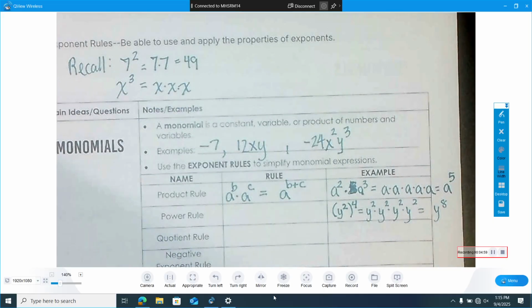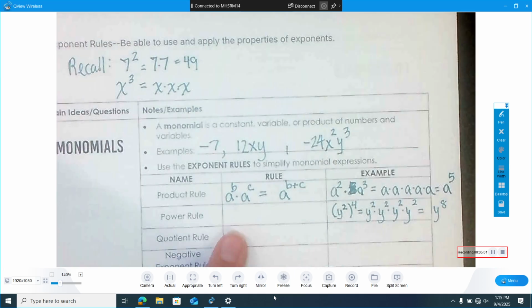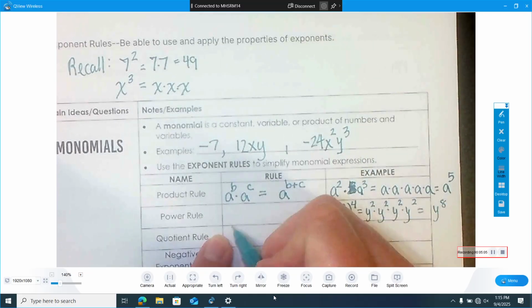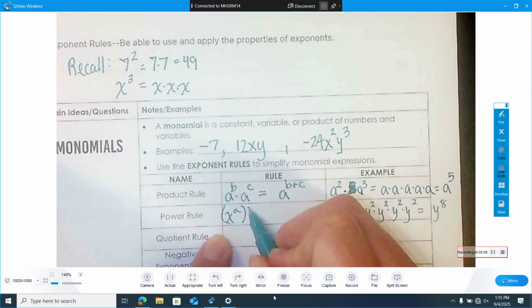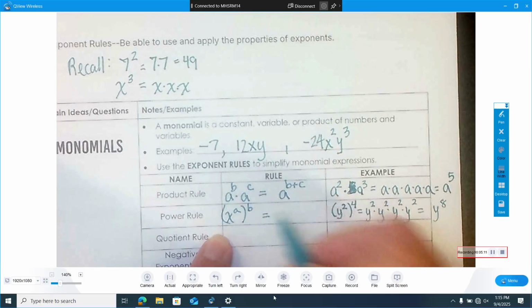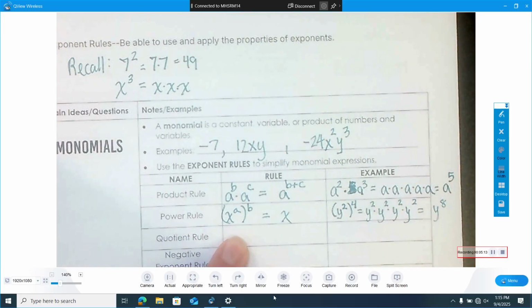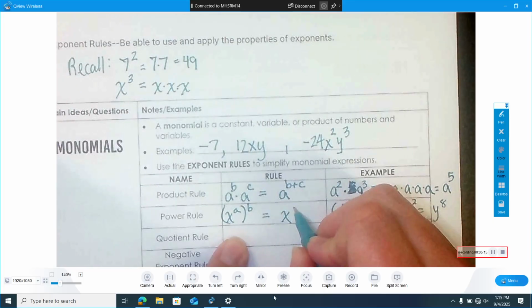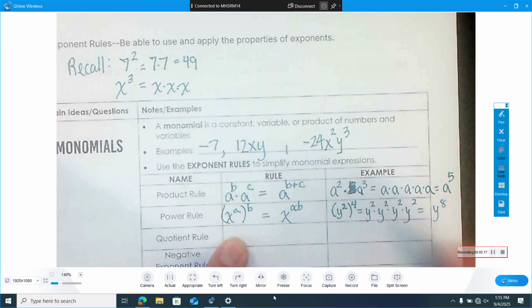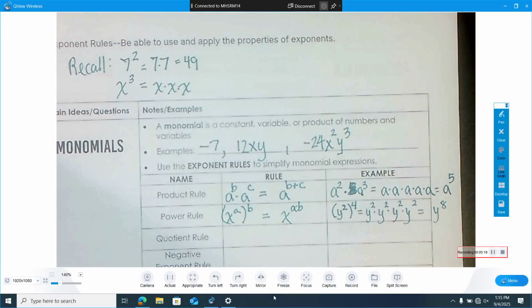So when you have a power raised to a power, what do we have to do with those exponents? Just multiplying, yeah. So if I have x to the a raised to the b power, the base of x stays the same, and all I have to do is multiply a times b. Multiply your powers. All right.